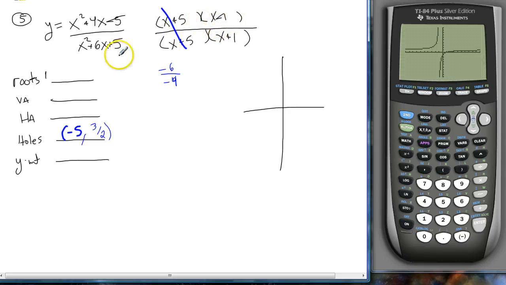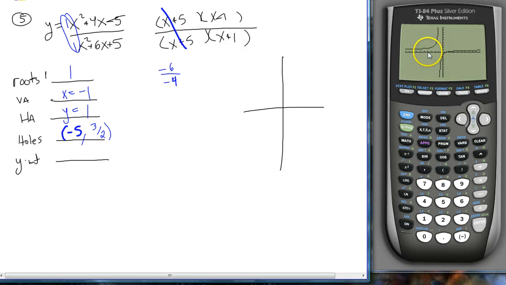Upstairs, that's the roots. The root is x equals 1. Downstairs, vertical, x equals -1. Horizontal, 3 cases: bigger downstairs, y equals 0. Bigger upstairs, there is none. Same power, that's this type, it's the ratio of the lead coefficients. So you look at the numbers in front. There's a 1 in front and a 1 in front. The ratio of the front numbers, 1 over 1, is 1. So this is y equals 1.